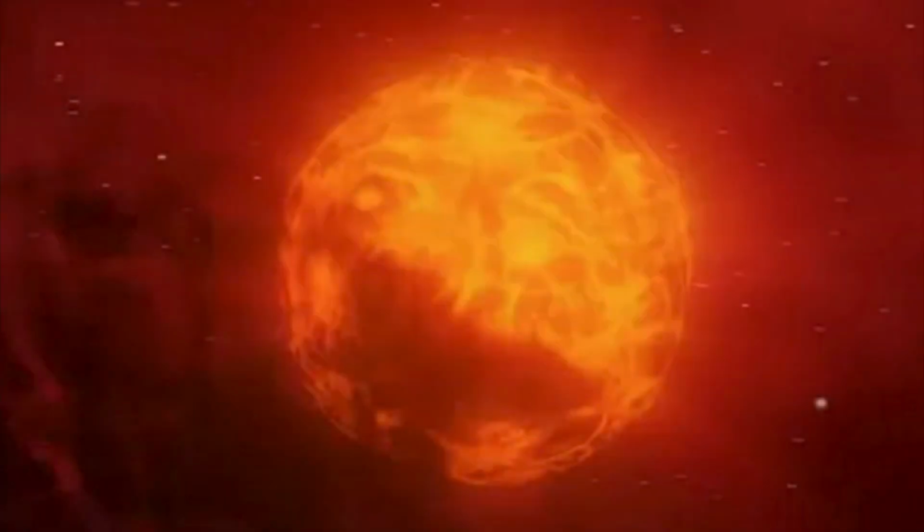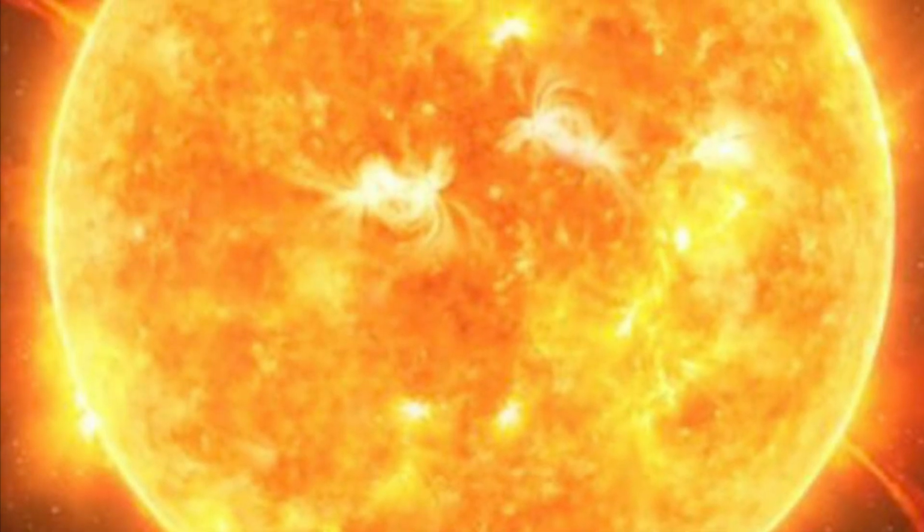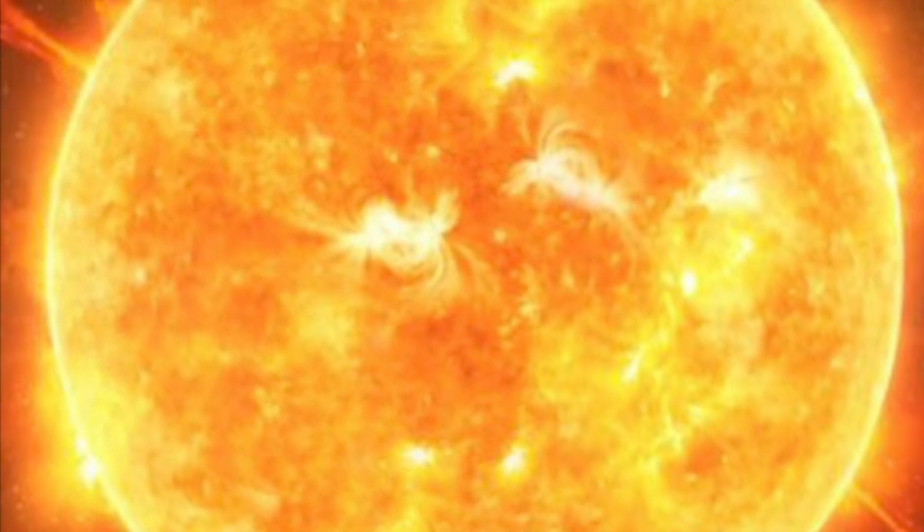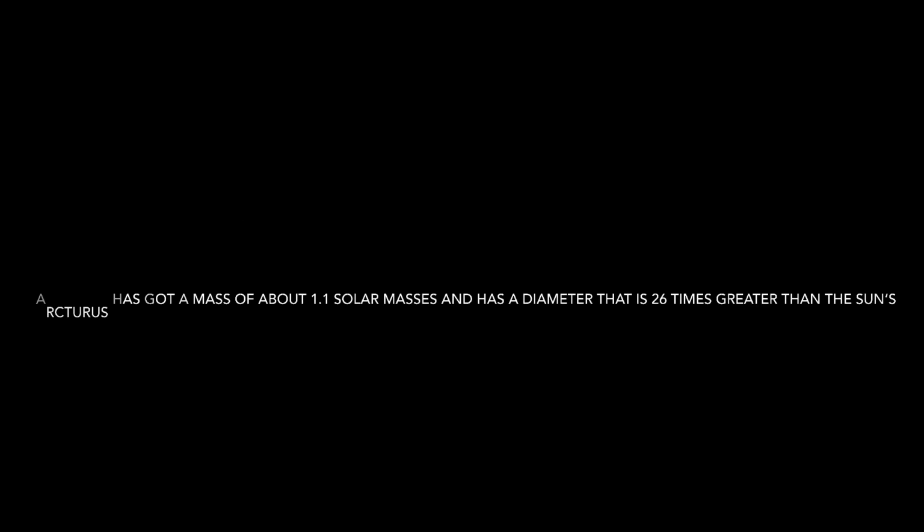The star will evolve into a massive star. It is basically a star which has 8 to 100 times the mass of the sun. An example of a massive star is Arcturus. Arcturus has a mass of 1.1 solar masses and has a diameter that's 26 times greater than the sun's. Moving on to the next stage, the red or blue supergiant star.